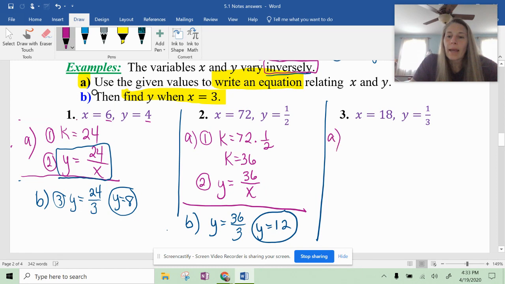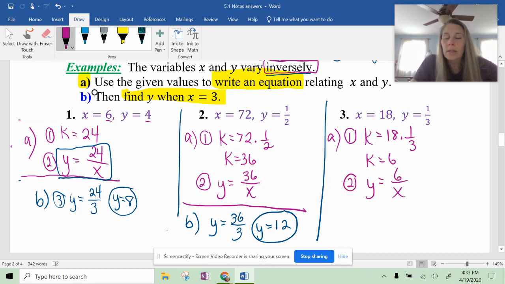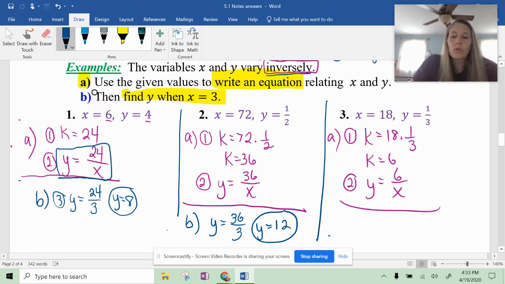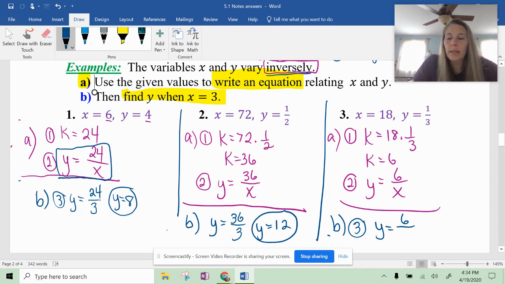Okay, so for part A, first we're going to find the k value by multiplying the 18 and the 1/3. So 1/3 of 18 is 6. Then we can use that 6 to write the equation y equals k over x. So that would be y equals 6 over x. And then the third step, we're going to use that answer that we just got, which is 6, and we're going to divide it by the 3 that's given to us in the directions, and we get y equals 2. All right, any questions there? Let me know.